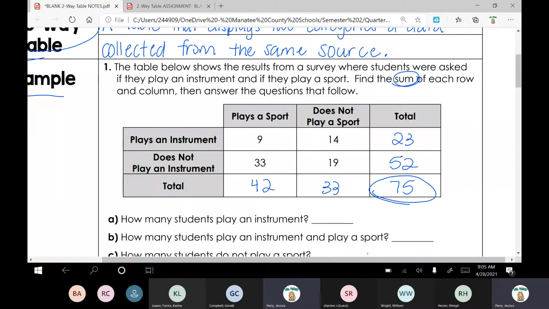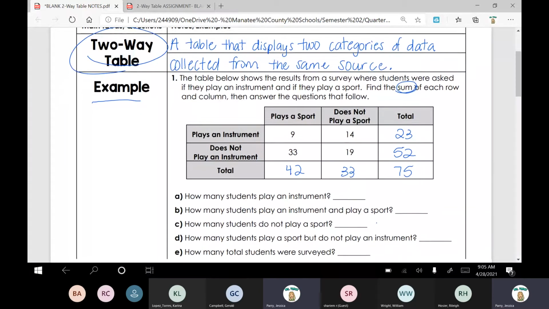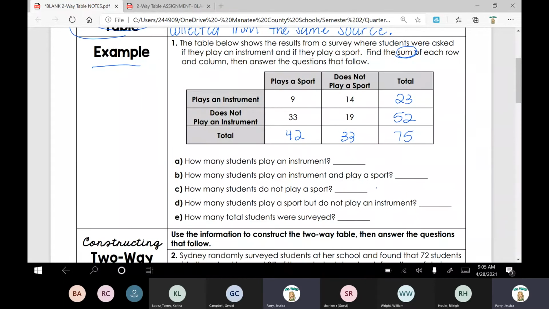And then everything else, we're going to read very similar to the multiplication charts that you've used and seen before in the past. I'll show you how we'll use it like that later, once we answer some of these questions.